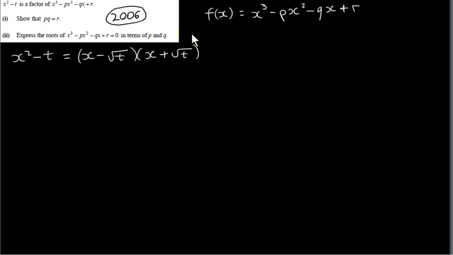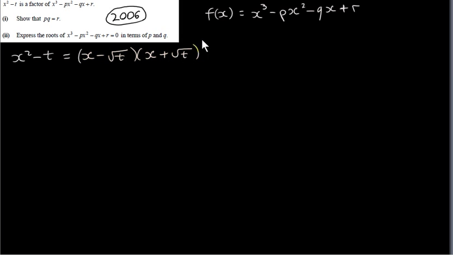x squared minus t is a factor of x cubed minus px squared minus qx plus r. Show that p times q equals r. Here is one approach. I'm going to call this cubic f of x. Now, x squared minus t can be factorized into x minus root t times x plus root t.